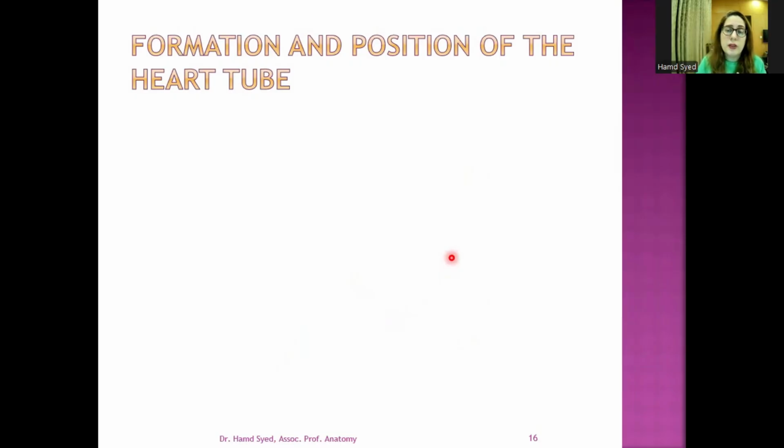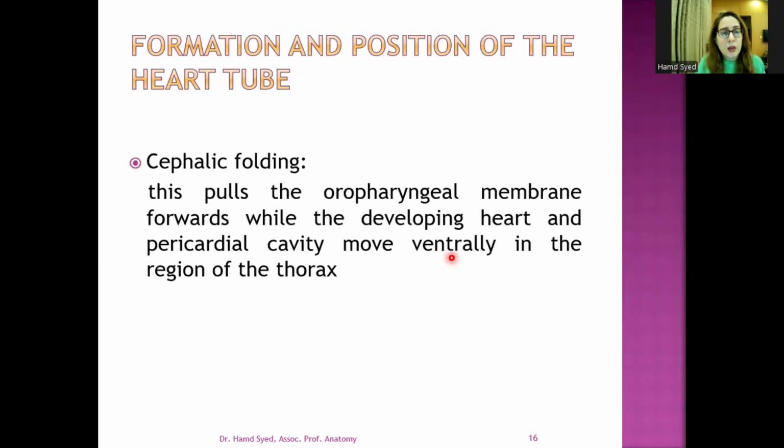So first you get the heart tube, then the heart tube is going to fold upon itself, and then we will eventually get the adult appearance and formation of the heart. So, cephalic folding. During the fourth week of development, there is folding of the embryo in the cranial and caudal regions. This folding, which occurs in the sagittal plane, is responsible for the formation of the head and tail folds.